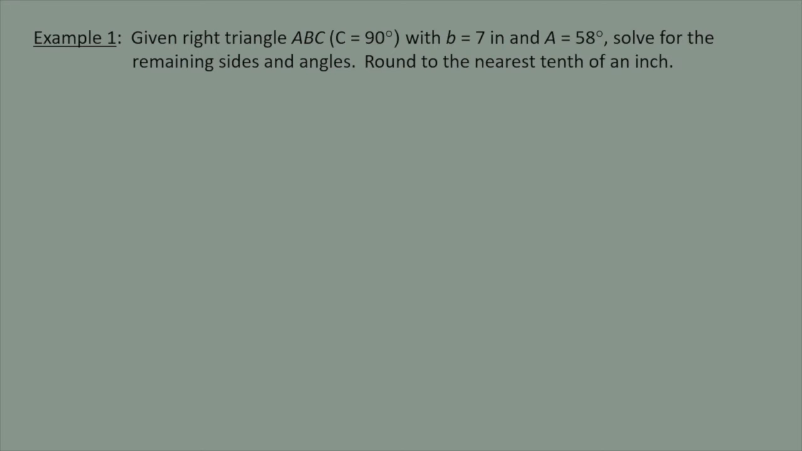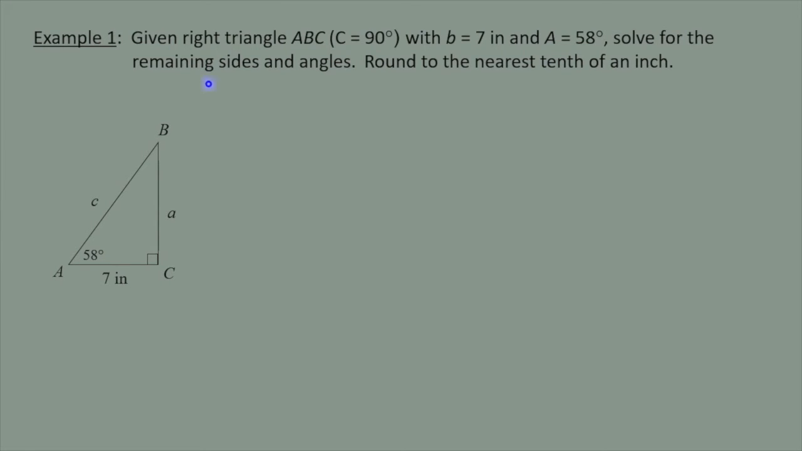In this first example, we're given right triangle ABC with C equal to 90 degrees, and we're told that side b is 7 inches and angle A is 58 degrees. So first, let's sketch this triangle. Here we have our right triangle with angle C equal to 90 degrees. We're told that angle A is 58 degrees, and we're told that side b is 7 inches.